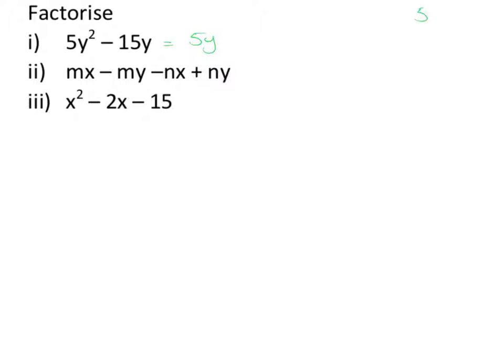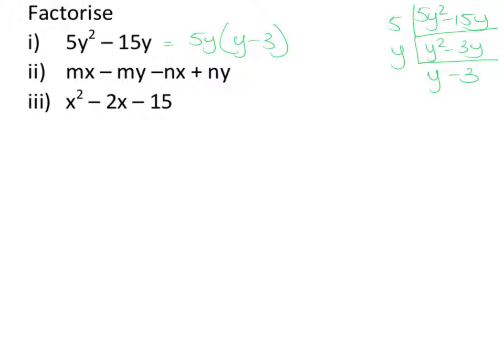So if we divide it, we could divide by 5. We'll get y squared minus 3y. And what's common again? y is common. So we'll get y minus 3. So we'll get 5y by y minus 3.